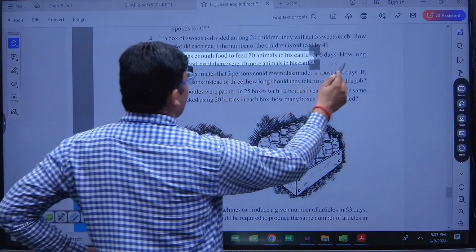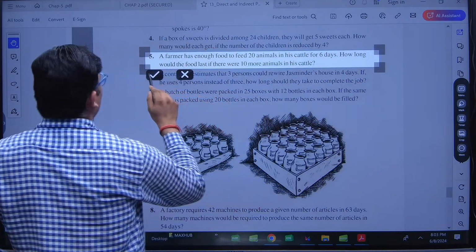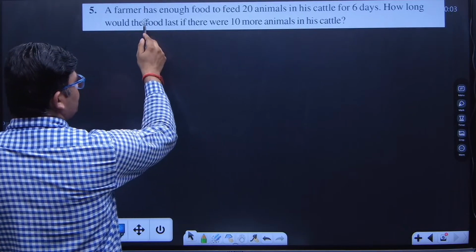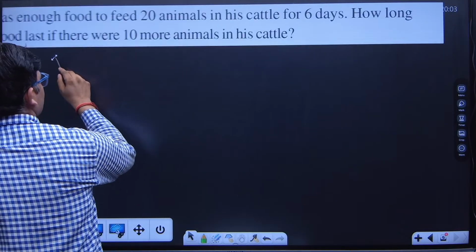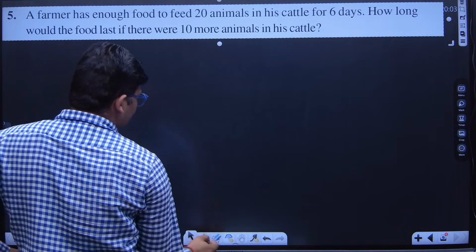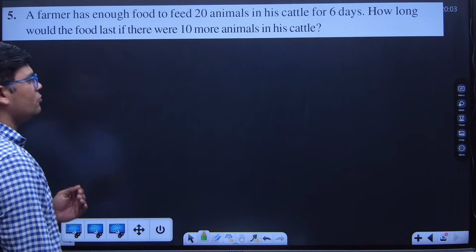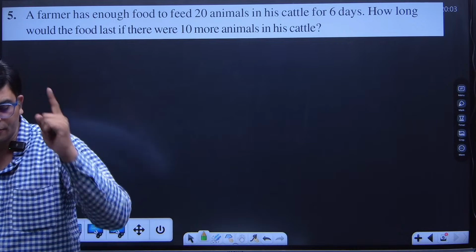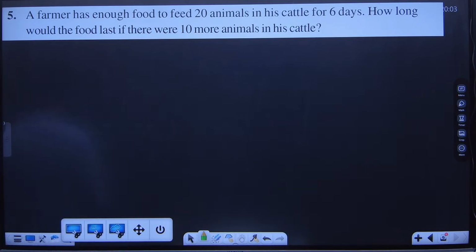A farmer has enough food to feed 20 animals in his cattle for 6 days. The same question is like with the question of meal and number of students. Now I want you to do the whole question by yourself. I will sit and watch. Please read the question, understand, and tell me what you are going to proceed with.